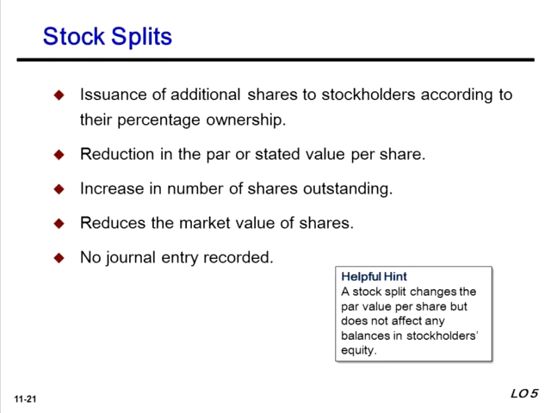However, the stock split will cause a reduction in the par value or stated value per share. It'll increase the number of shares outstanding. It will reduce the market value of the shares. And there's no journal entry required. What is required is a disclosure or footnote that goes along with the financial statements that would disclose the stock split, what type of split it was, and the effect on the par value, and the number of shares authorized, issued, and outstanding.